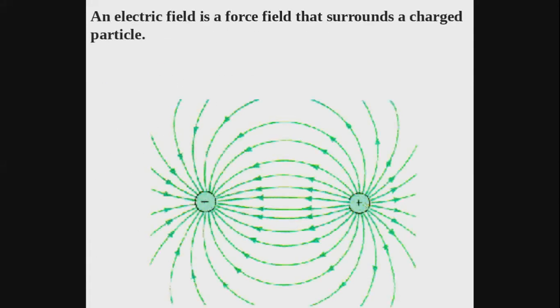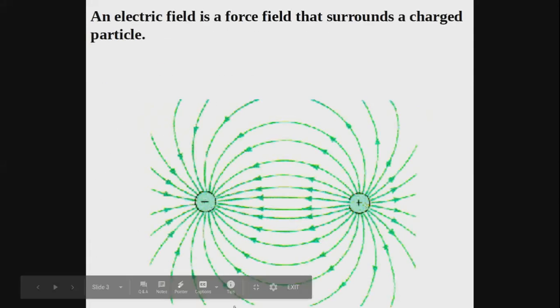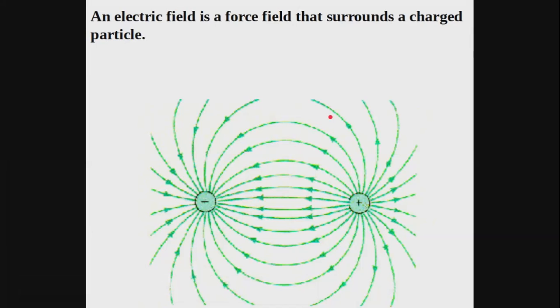Okay, so here's a picture of a field. So what is this field that is drawn right here? Let me get my pointer out. So an electric field is a force field that surrounds a charged particle. So here we have a negatively charged particle, and here we have a positively charged particle. So we draw these lines of force. That's what these lines represent, are forces on other charged particles.